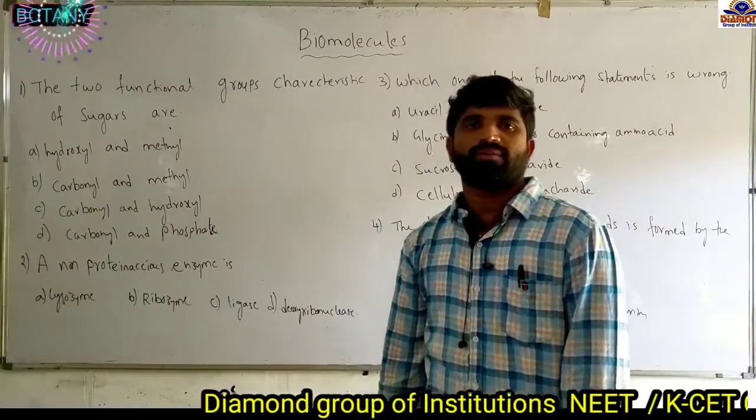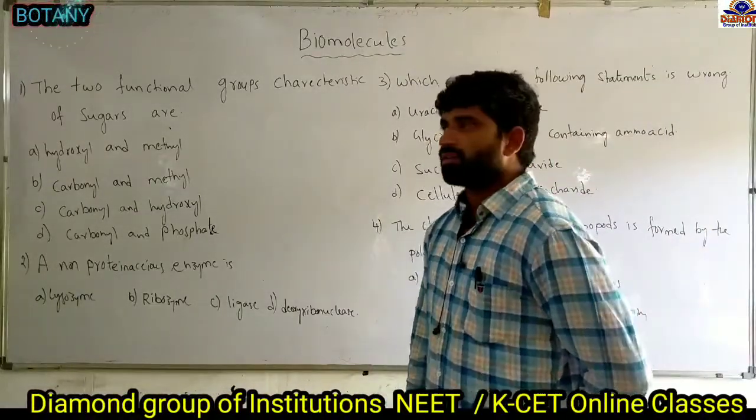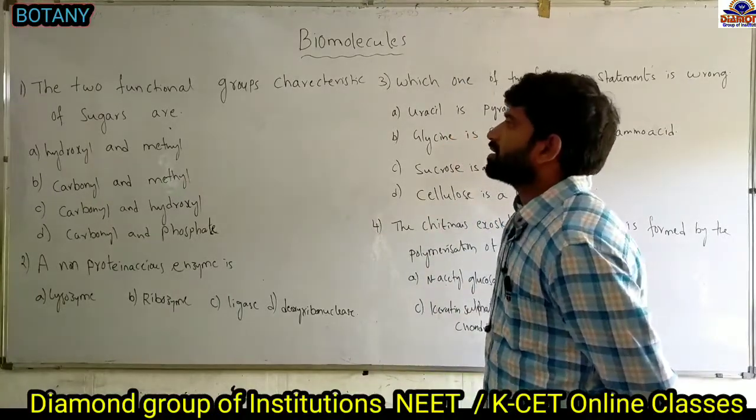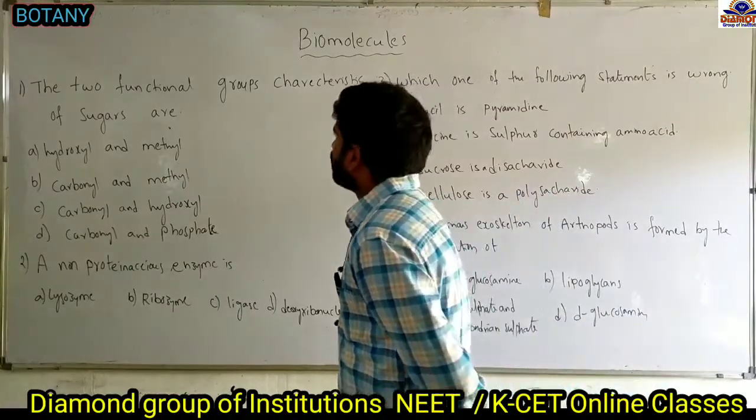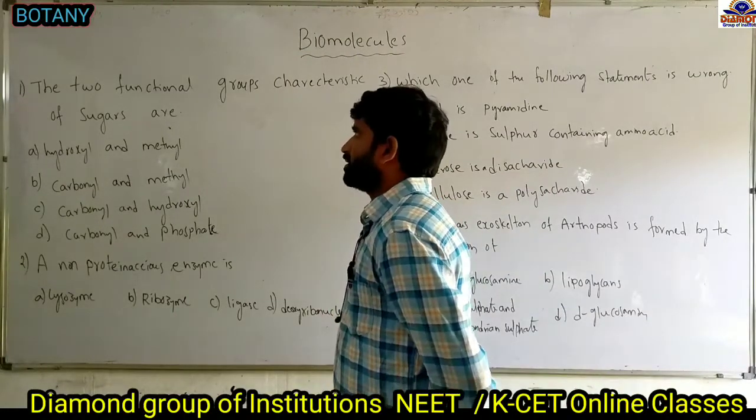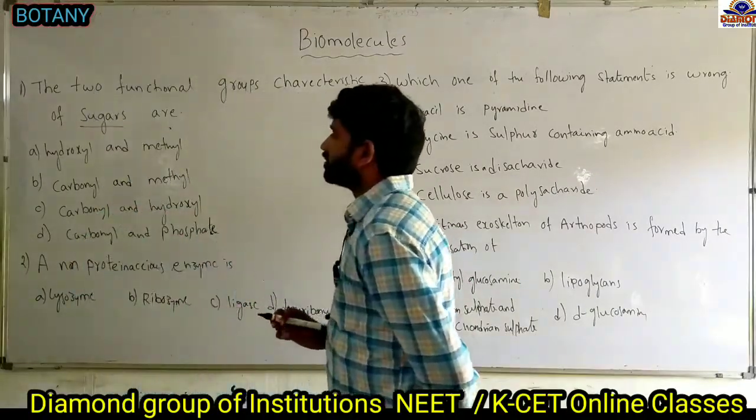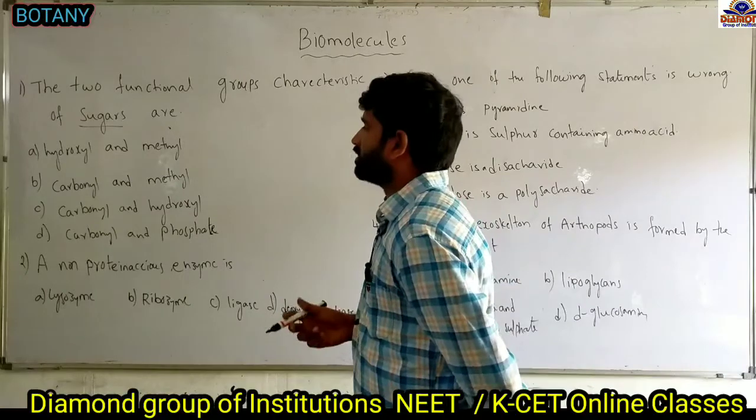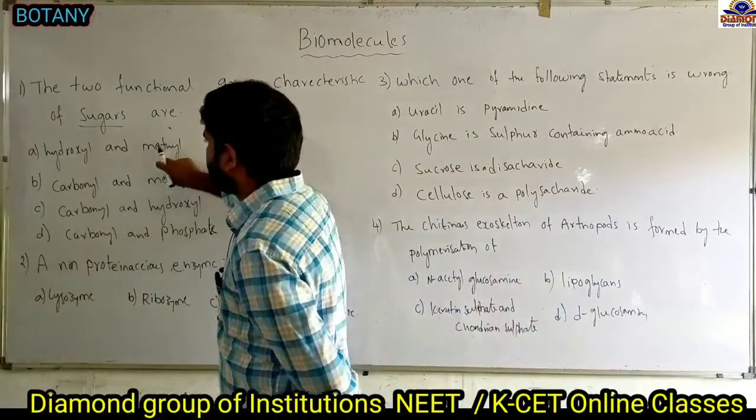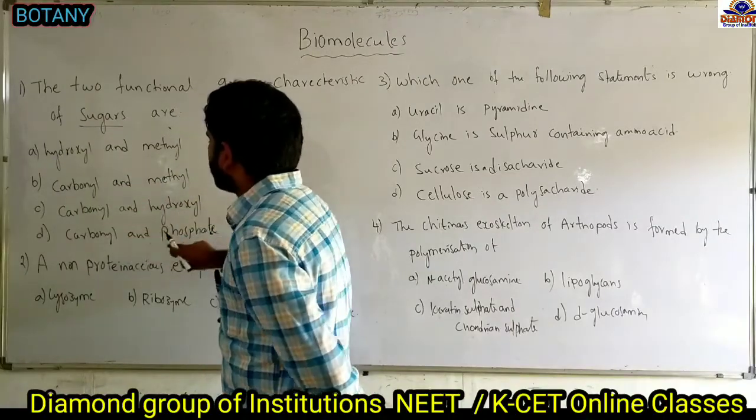Today's class is biomolecules. Some questions from previous NEET and AIIMS exams. The two functional group characteristics of sugars are: we have to identify the two functional groups of sugars. The options given are hydroxyl and methyl, carbonyl and methyl, carbonyl and hydroxyl, carbonyl and phosphate.